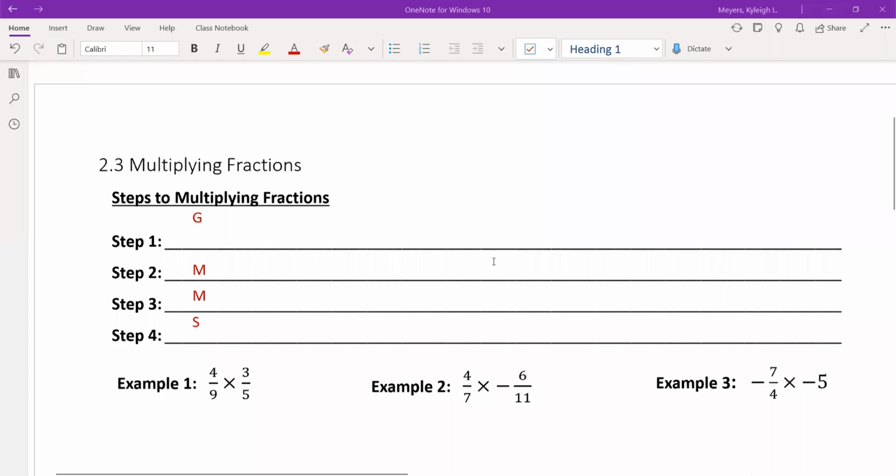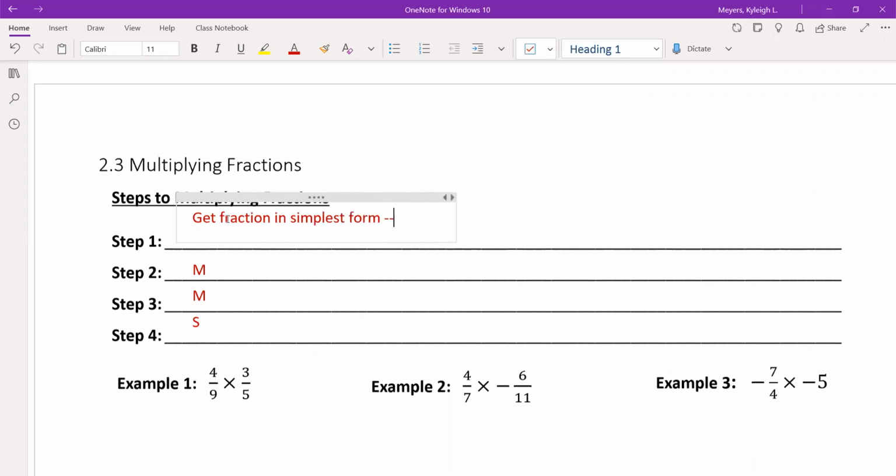Okay, so now we're going to talk about multiplying fractions, which personally I think is the easiest of all the operations, okay? So it gets better from adding and subtracting, I promise. Okay, so the first step is to get fractions in simplest form.